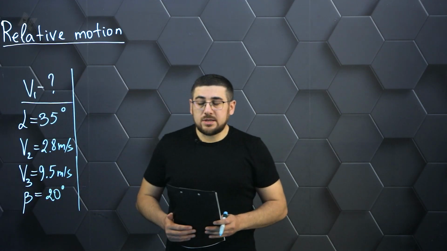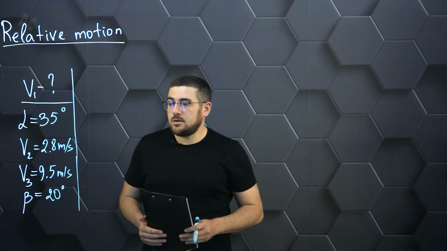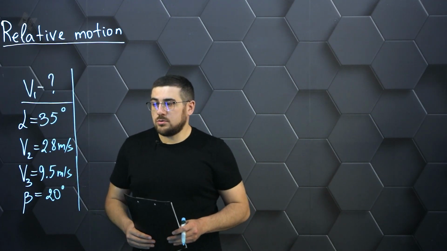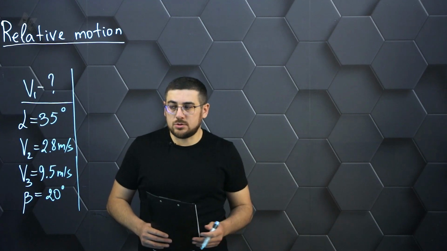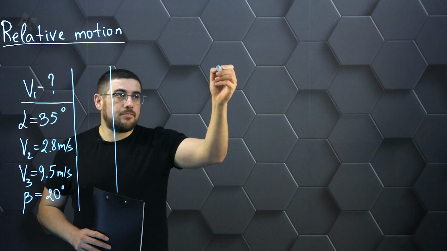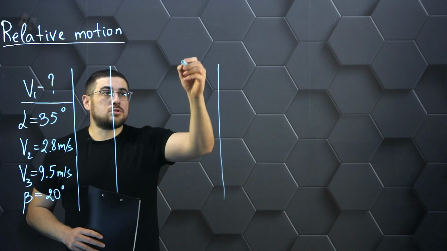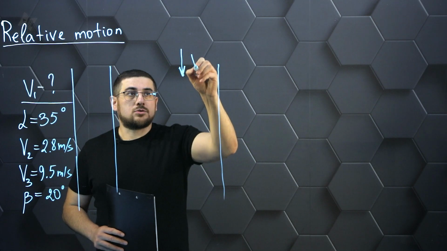So, in such situations, we necessarily make a drawing in order to explain how these velocity vectors are located, what angles we are talking about, and further, based on the vector construction, let's see how to solve such a problem. Well, let's draw a river for starters. And let's say that the flow of the river is directed in this direction, its velocity v2.